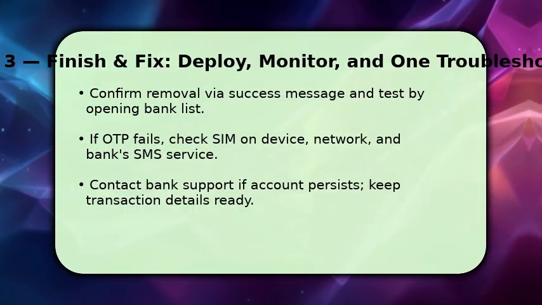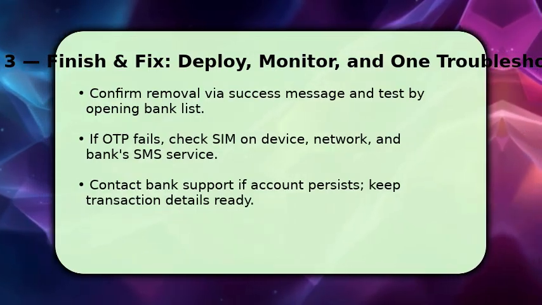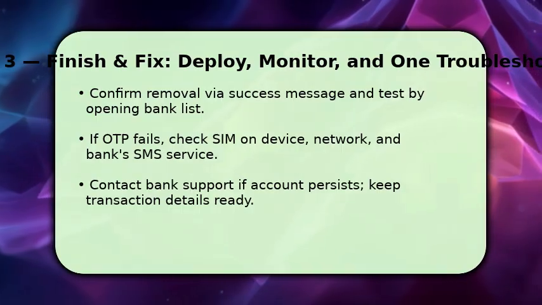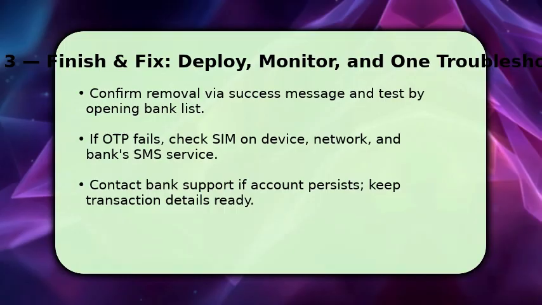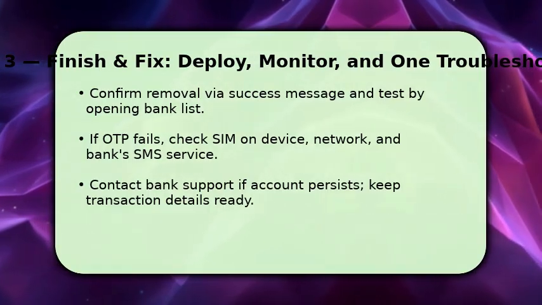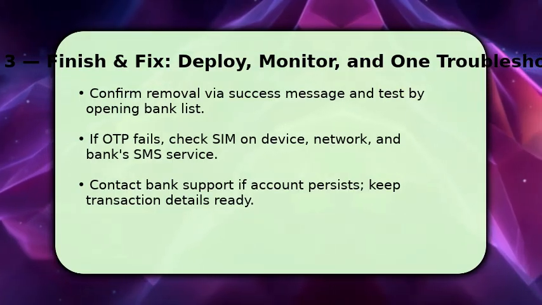If you don't get the SMS OTP, make sure the registered SIM is in the device, check signal, and retry after a minute. If the bank account still appears, contact your bank's support with transaction references and the last 4 digits. Ask them to deactivate UPI on that VPA.